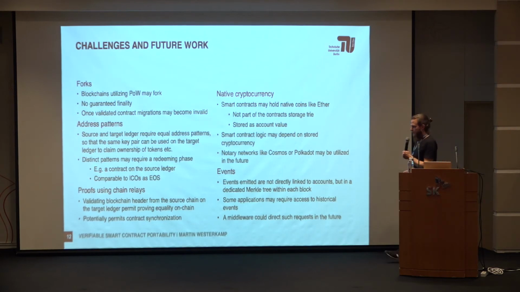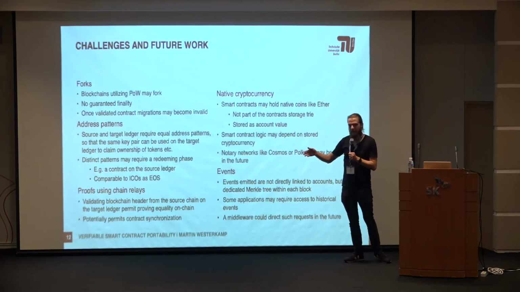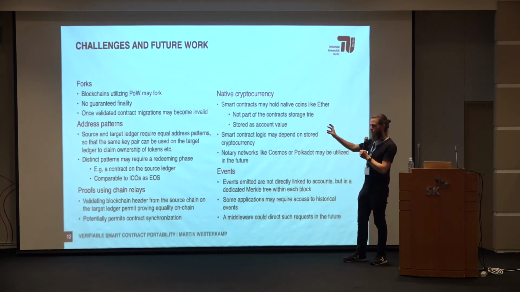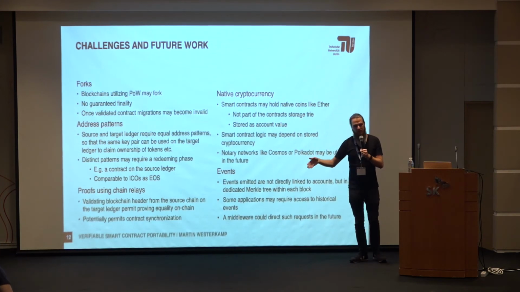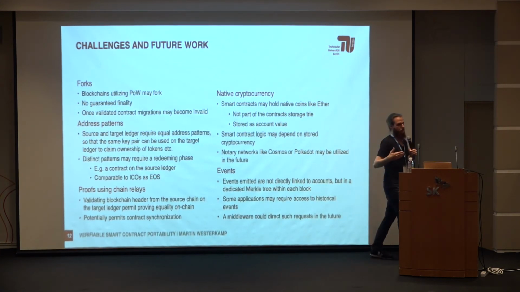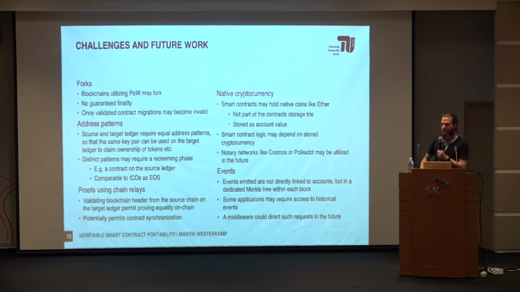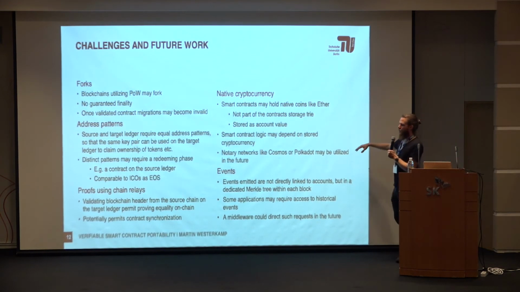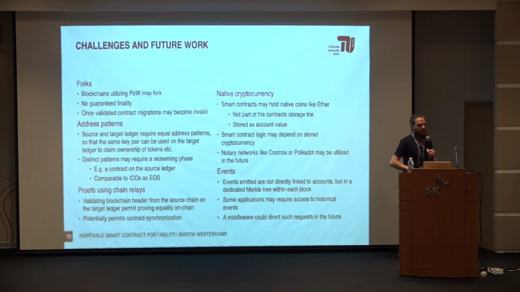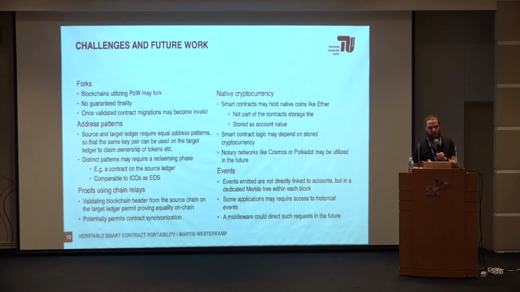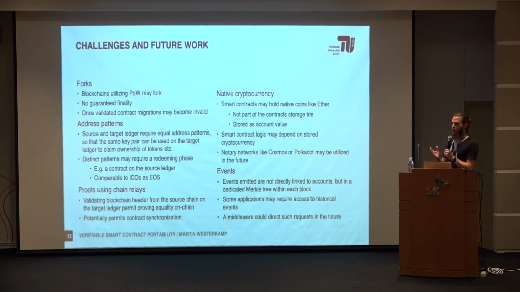And in the future, I think one interesting topic is chain relays. So we can just validate some block headers, and then we can create Merkle proofs to prove that we have exactly the same state in this migrated contract without requiring external validation. One downside is native cryptocurrency, of course. We cannot just migrate it as easily. And one solution may be Cosmos and Polkadot in the future, but then we would have to have some ownership of that source contract, and it's not a fork like currently.